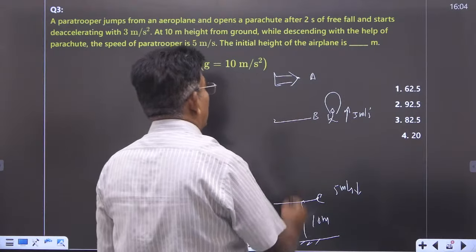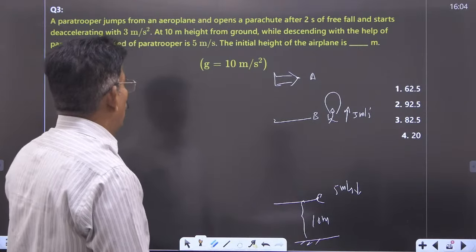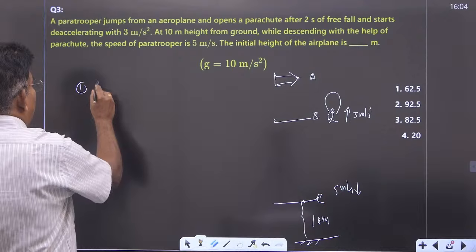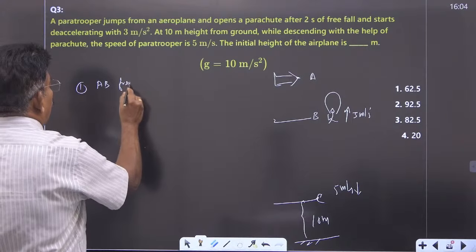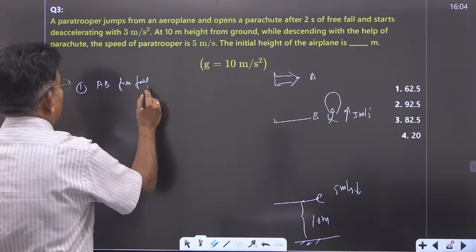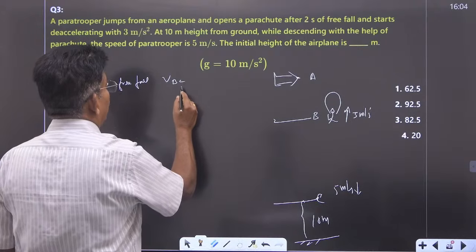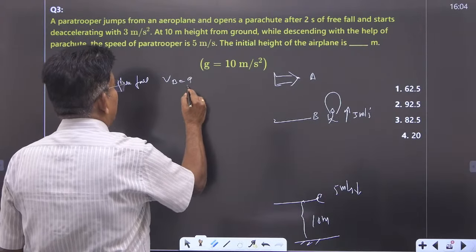We have to calculate the height of the aeroplane. So, first case is a free fall. AB, before opening the parachute, AB is free fall. So we can calculate the velocity when reaching B, VB. VB is how much? g t.